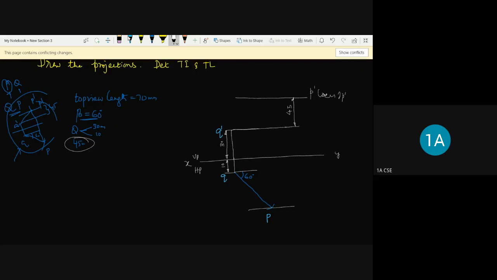Now I have got the P. We know that Q dash and Q lie on the same line because it is a projection line. Similarly, P dash and P also lie on the same line. We know this P, so from P we are going to draw vertically upward to meet the locus of P dash. Right. So this point.